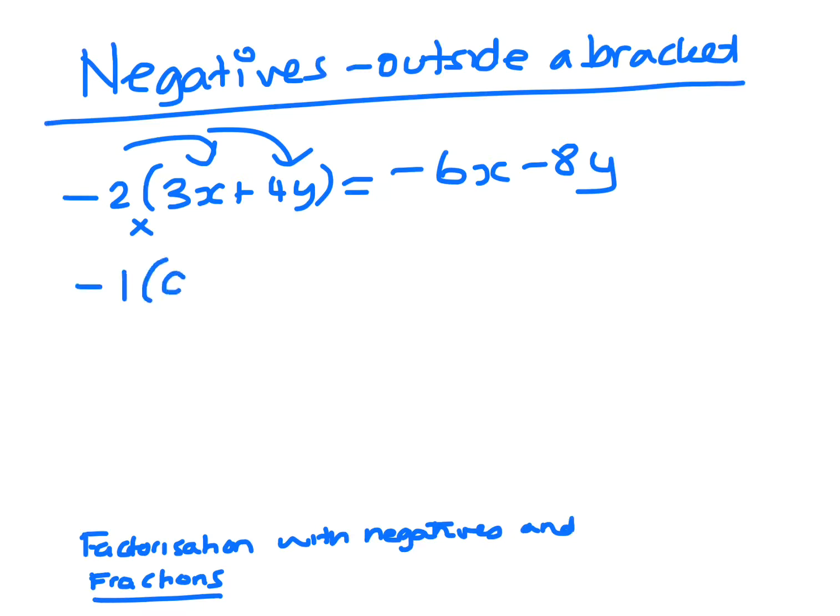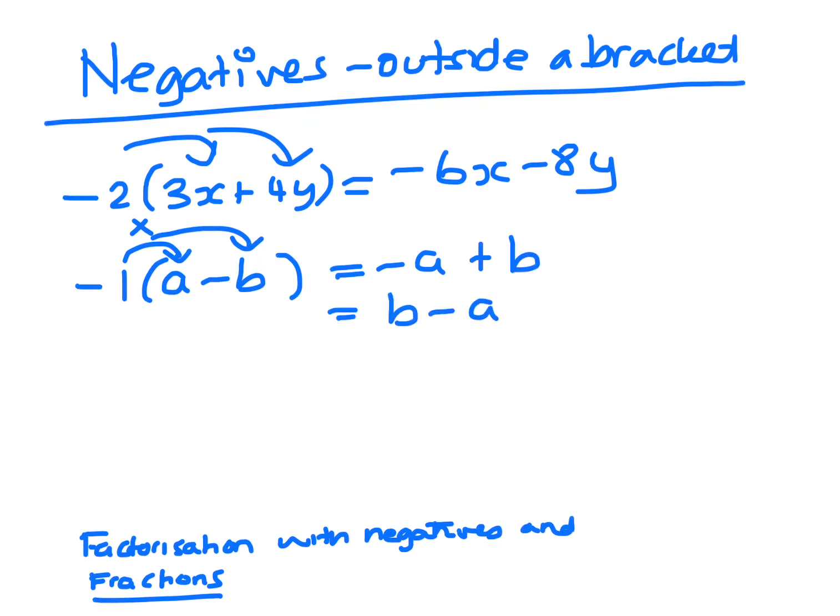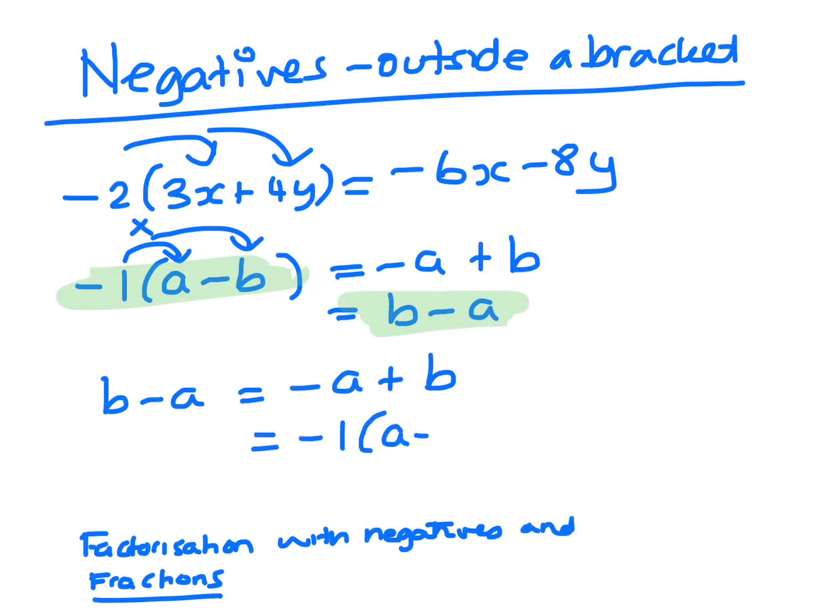If I have minus 1 and I have (a minus b), that will be minus 1 times a is minus a, minus 1 times minus b, which is plus b. So the negative basically switches the whole thing around to b minus a. So that means if I've got b minus a, if I take out a minus 1, that's minus a plus b, that becomes minus 1(a minus b). So you can actually swap the whole thing around by taking out a minus.